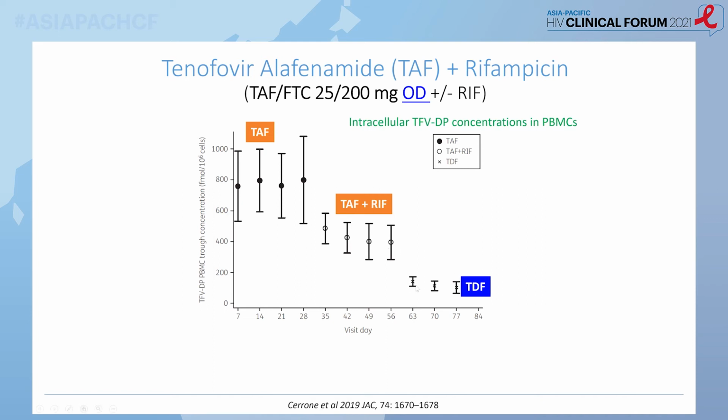But when you compare to the normal TDF dose in the absence of rifampicin, despite the fact that you have TAF with rifampicin, you still have basically 4 times higher intracellular concentrations compared to when you give TDF without rifampicin. So yes, there is an interaction in the plasma and intracellularly, but the real active drug is still much higher than what you would get if you're just giving standard TDF.